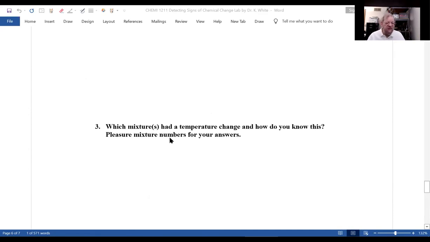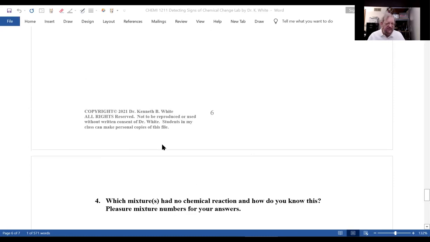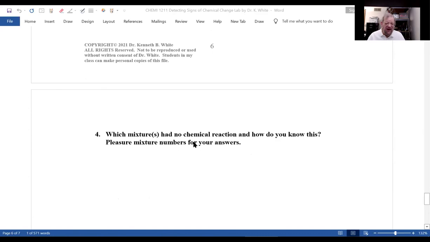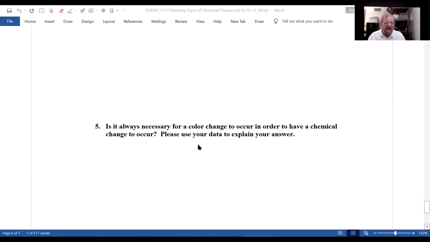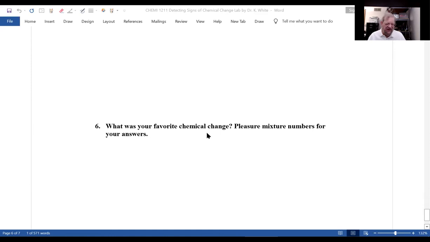And then which mixtures had a temperature change? That means there can be one or there could be many. And how do you know this? Please use numbers for that. Which ones had no chemical change? And how do you know? Notice I put the most hated words in a question: how do you know that, or please explain. And number 5 and 6, I'll let you read on your own.